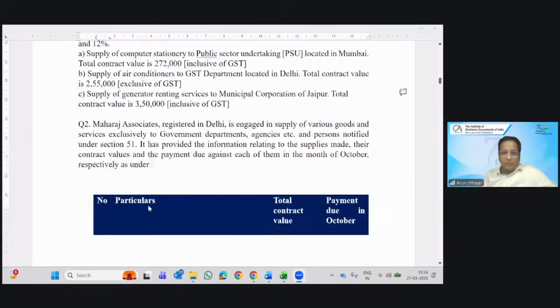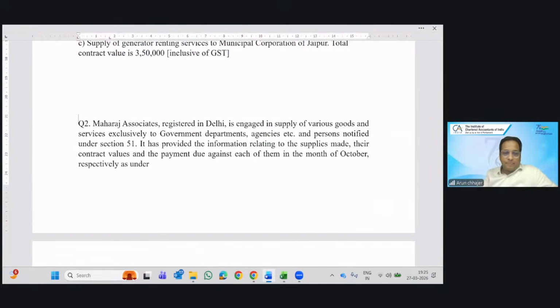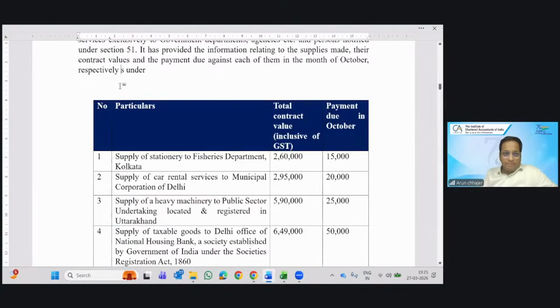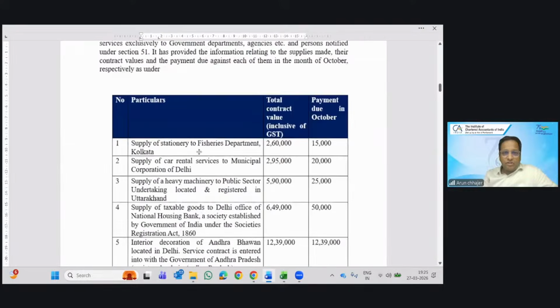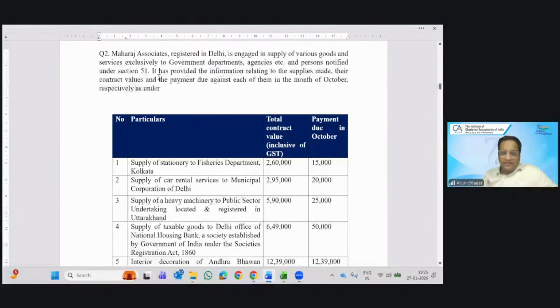Let's move further. Question number 2. क्वेश्चन नंबर 2 थोड़ा सा बड़ा है, स्क्रीन बड़ी है. एक बार रीड कीजिए. Let's read. We will discuss first 4 scenarios and then we will move to the balance scenarios.